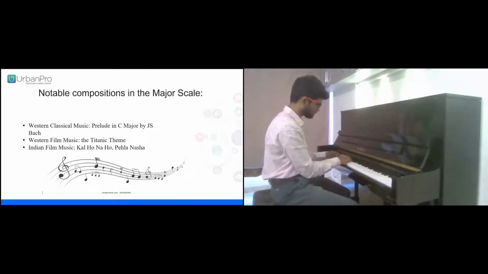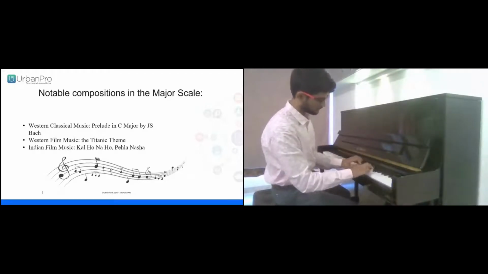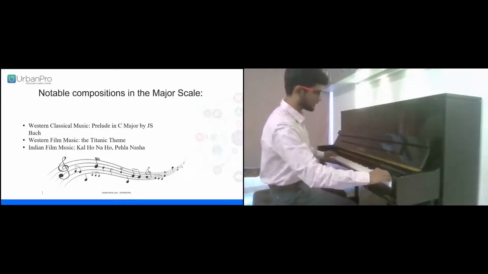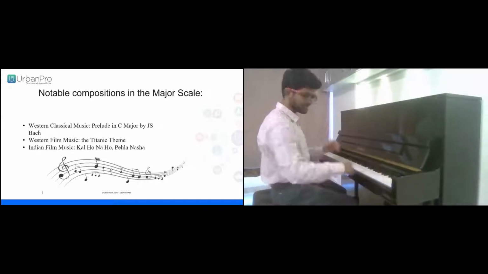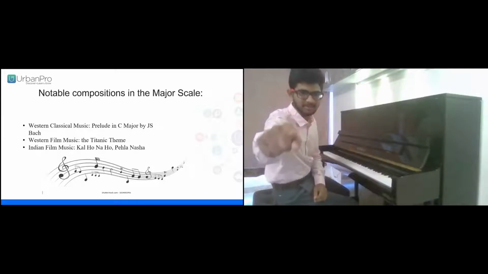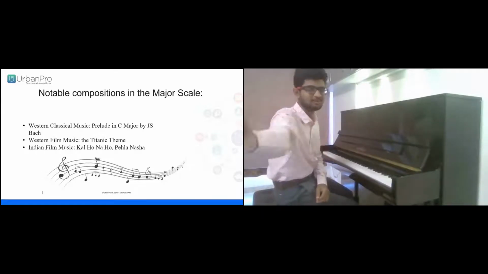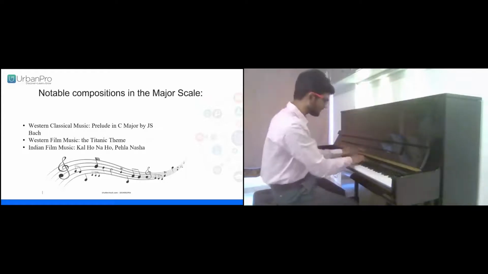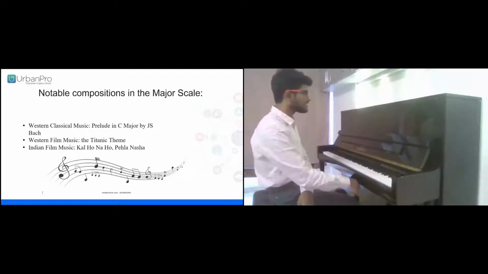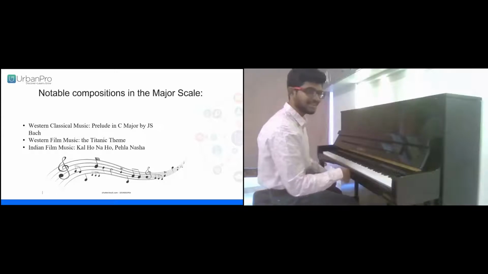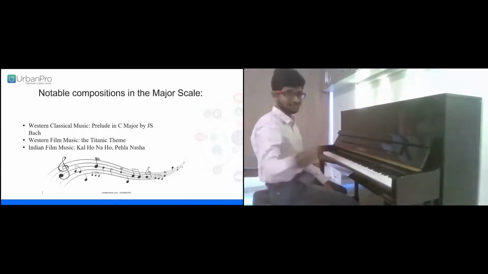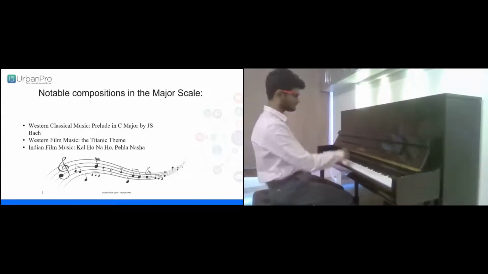So if I play, there is no black note at all. So let's see if all those pieces, Prelude in C major, the Titanic theme for Western music, and Kal Ho Na Ho and Pehla Nasha, have anything from the black notes. If they do, it means that I'm actually playing in some other scale, which I probably am not. So let's see.